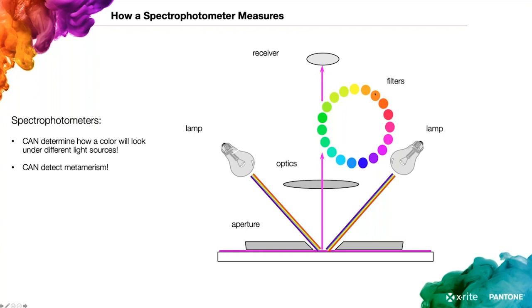The point is we're capturing information in a much smaller color range. When you look at that spectral plot, think of it as breaking up the rainbow into much smaller slices instead of just red, green, and blue. You're slicing up the rainbow in very fine slices, and you're collecting a number at each of those slices, so you can report back the spectral reflectance. That's why spectrophotometers can determine how a color will look under different light sources, and can detect metamerism.